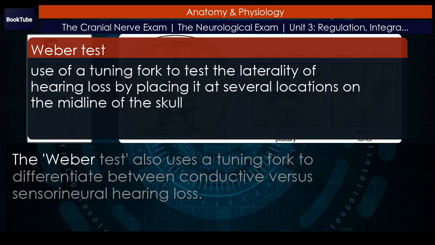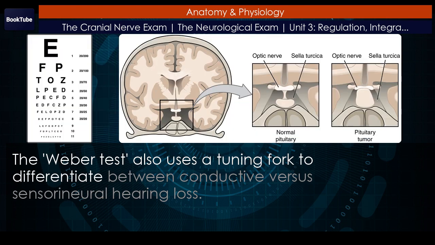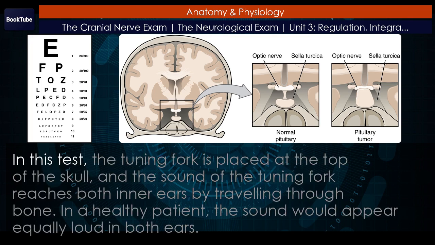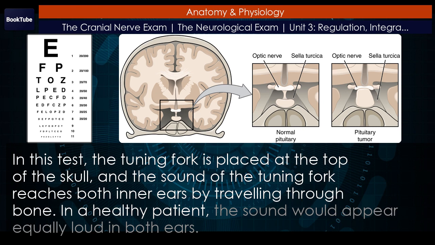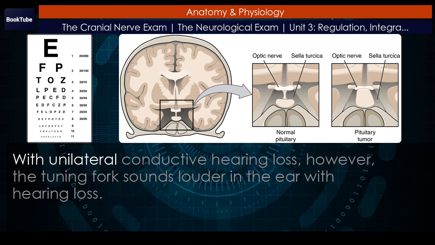The Weber test also uses a tuning fork to differentiate between conductive versus sensorineural hearing loss. In this test, the tuning fork is placed at the top of the skull, and the sound of the tuning fork reaches both inner ears by traveling through bone. In a healthy patient, the sound would appear equally loud in both ears. With unilateral conductive hearing loss, however, the tuning fork sounds louder in the ear with hearing loss.